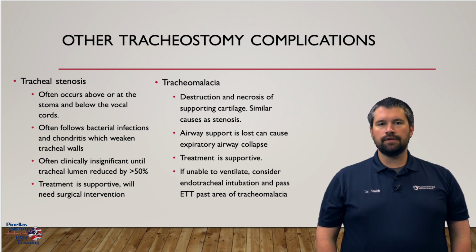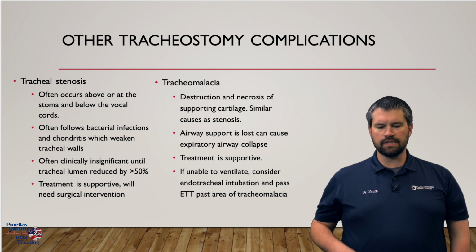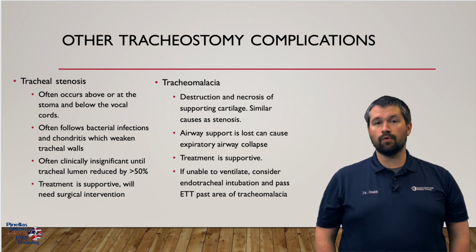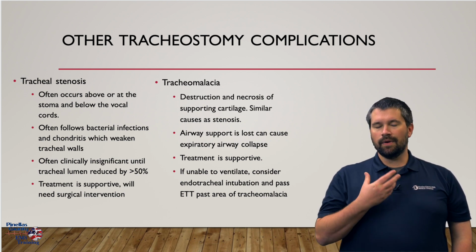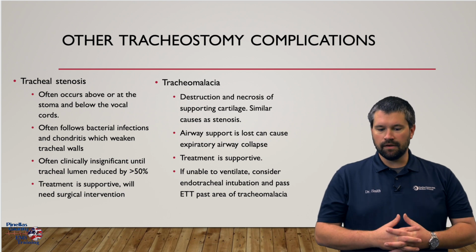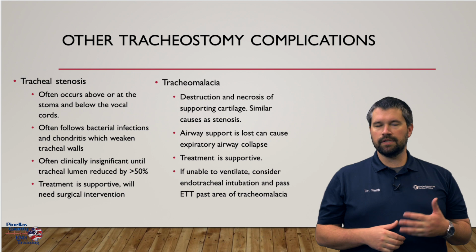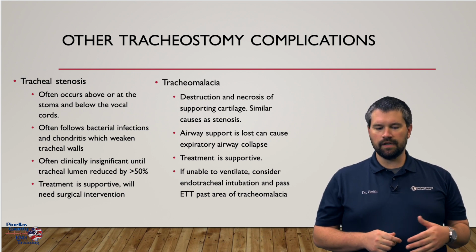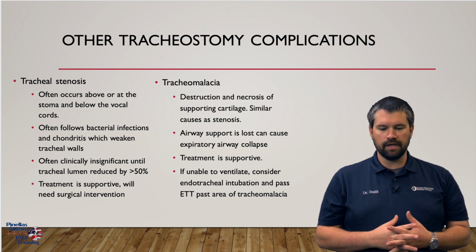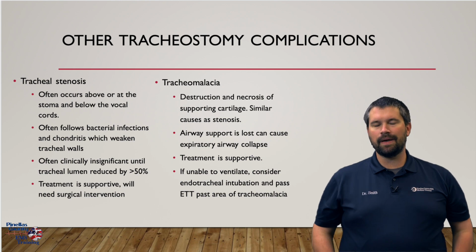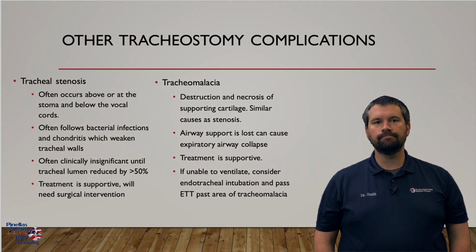Another common complication is tracheomalacia. Usually this is from destruction and necrosis of the supporting cartilage. Basically, the airway gets very floppy and can collapse in on itself. Its treatment is supportive care. If you're unable to ventilate, consider endotracheal intubation and pass the ET tube past the area that is concerning for being weakened and flopping down.